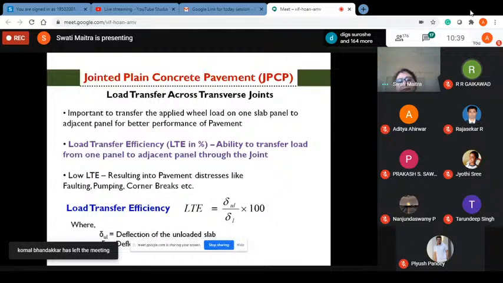These are longitudinal cracks. Sometimes we find cracks along the length of the pavement, along the traffic movement. This is a transverse crack, which may be due to structural reasons, temperature reasons, or foundation reasons that we are not discussing here. This is faulting type of distress.